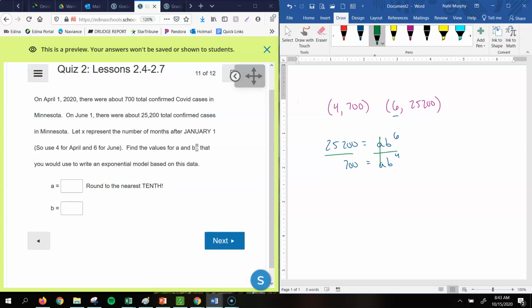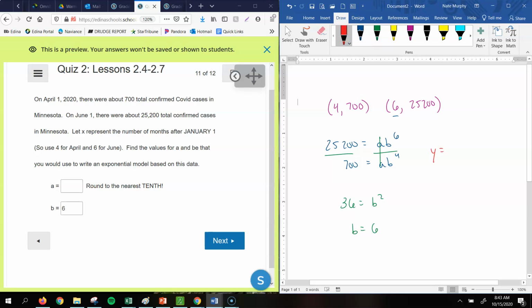When I divide 25,200 by 700, we get 36. And B to the 6th divided by B to the 4th would be B squared. So if I take the square root of both sides, we get B equals 6. So we know our value for B is 6. Now we've got to find our value for A.